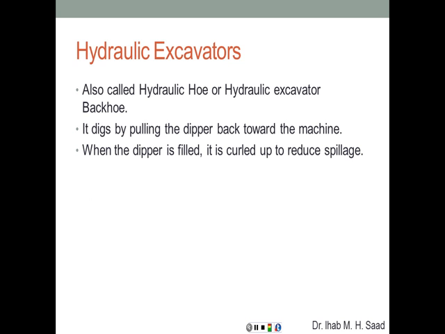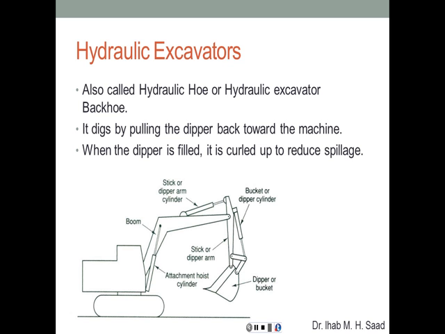When the dipper is filled, it's curled up to reduce the spillage through the hydraulic arm of the equipment. And that's basically what it looks like. So here's the articulated hydraulic arm with pistons. And here's the digger or the bucket or the dipper. So it has some teeth at the edge to help loosen and break the soil. And once it's full, it's going to be tilted upwards to avoid or to reduce the spillage.